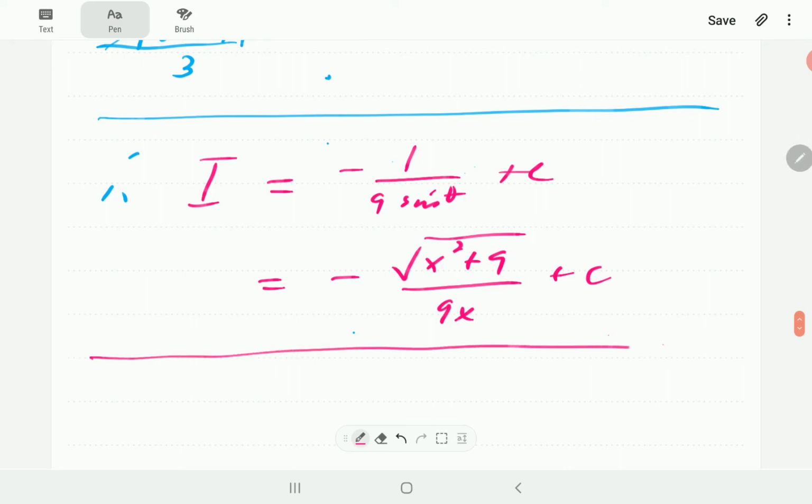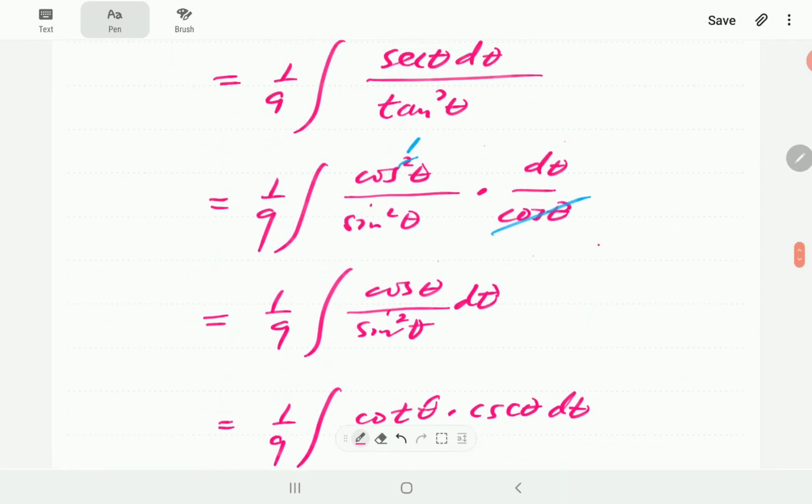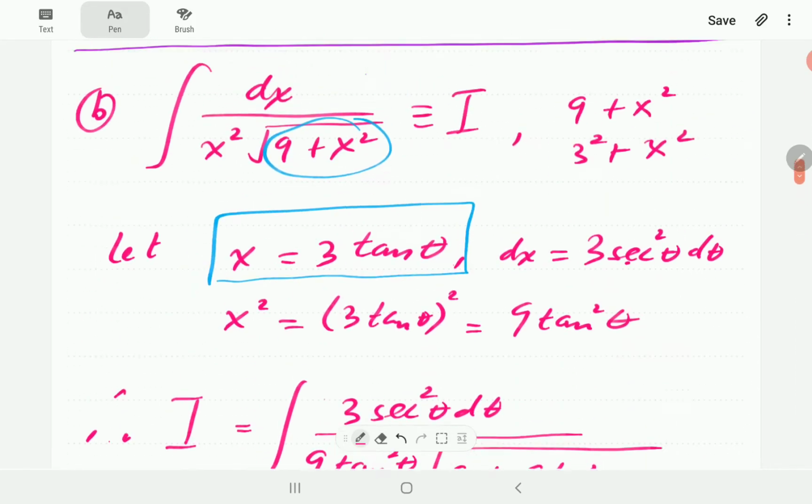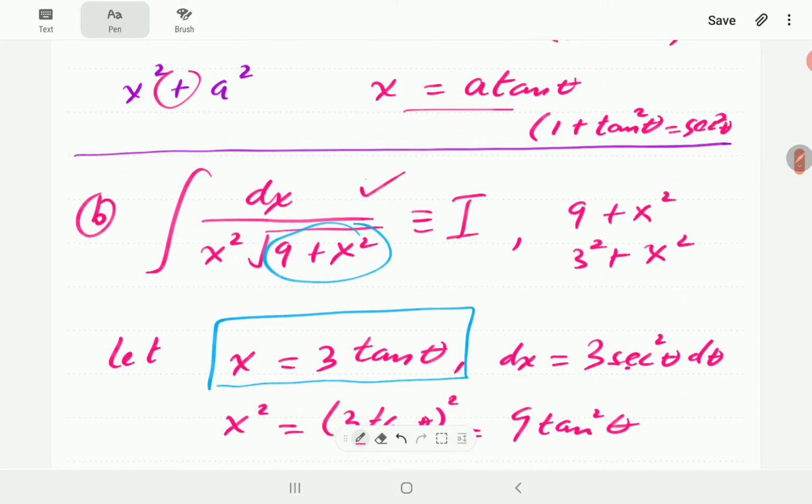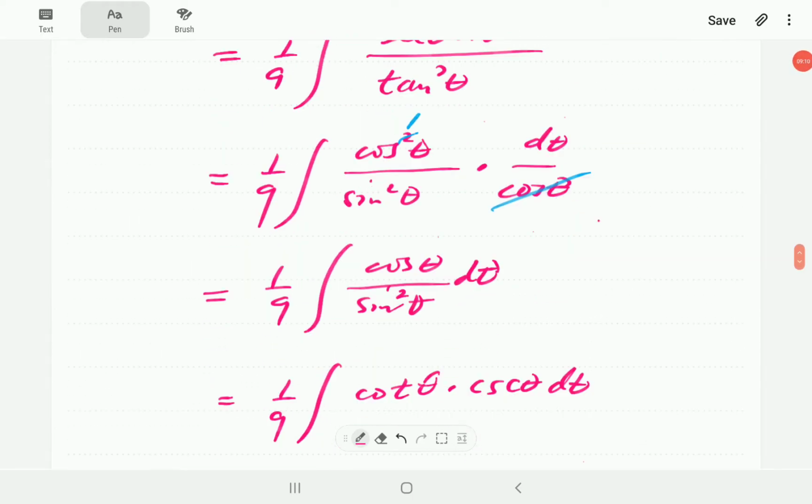Of course, you could differentiate this and prove that it works out to the original integrand. So that is part B. We're now going to go to part C.